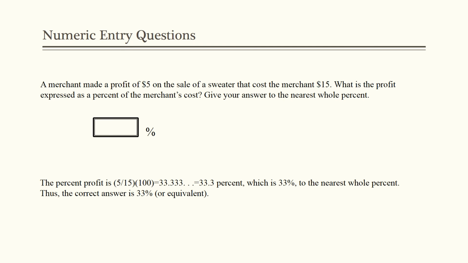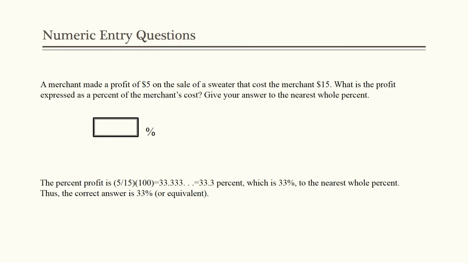Now let's try to attempt this question. A merchant made a profit of $5 on the sale of a sweater that cost him $15. What is the profit expressed as a percent of the merchant's cost? Give your answer to the nearest whole percent. Now the percent sign next to the answer box indicates that the form of answer needed is in percent. Now what is the percent profit?